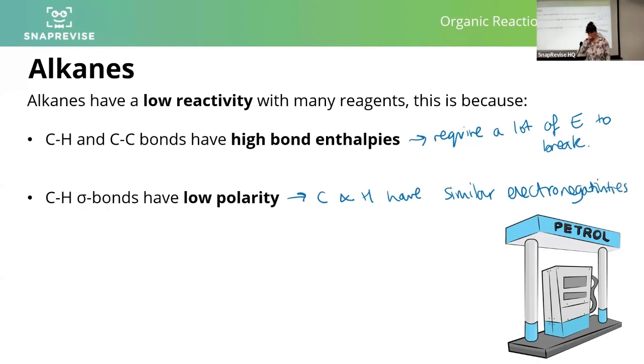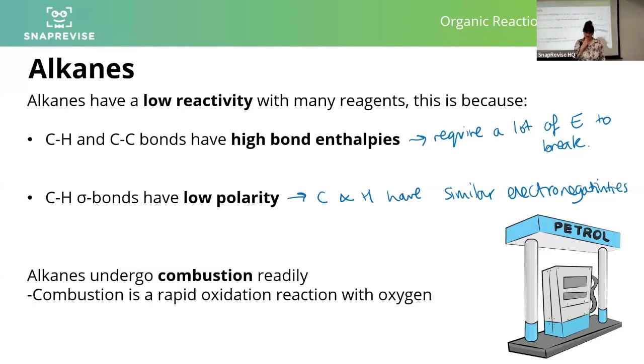Because of that, any end product isn't going to be stabilized by something attacking it, because the carbon-hydrogen bond is not polarized already. You don't have to be able to explain that. I'm just trying to explain it to you guys. So because it's got a low polarity and because it's got high bond enthalpy, alkanes don't tend to be very reactive.